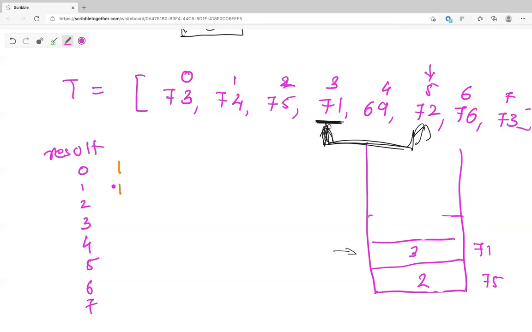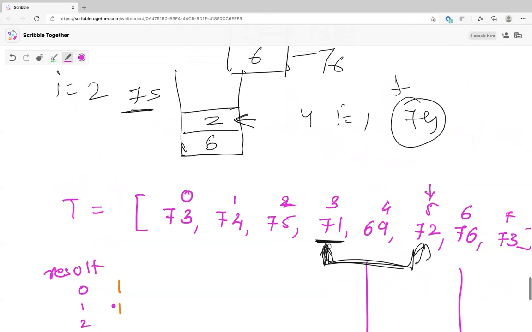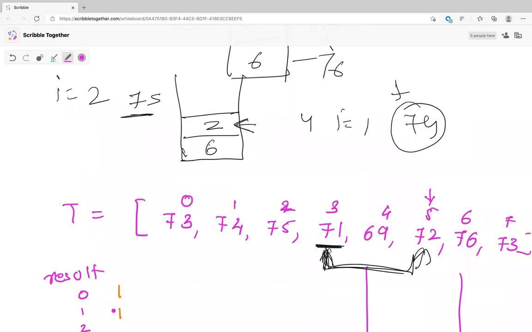What did 72 do to us? What 72 did is, if 72 is the next largest element, then it is going to remove all the smaller elements before it. And the difference between their index is the next warmer day. So let's say now, but I think we were going with the increasing solution.